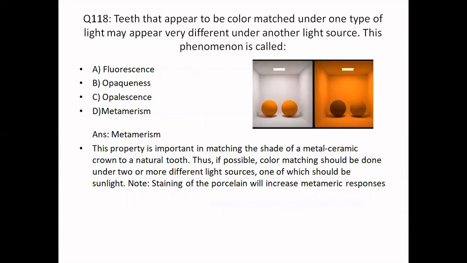Teeth that appear to be color matched under one type of light may appear very different under another light source. Now, this phenomenon is a classic definition of metamerism. So the answer has to be metamerism. Why it is important is that even when you're trying to check the shade of the tooth, it is always advisable to check the shade under two different light sources. One is your normal light source available in your dental office, and the other is natural light. Also, make a note that staining of the porcelain will increase the metameric responses.